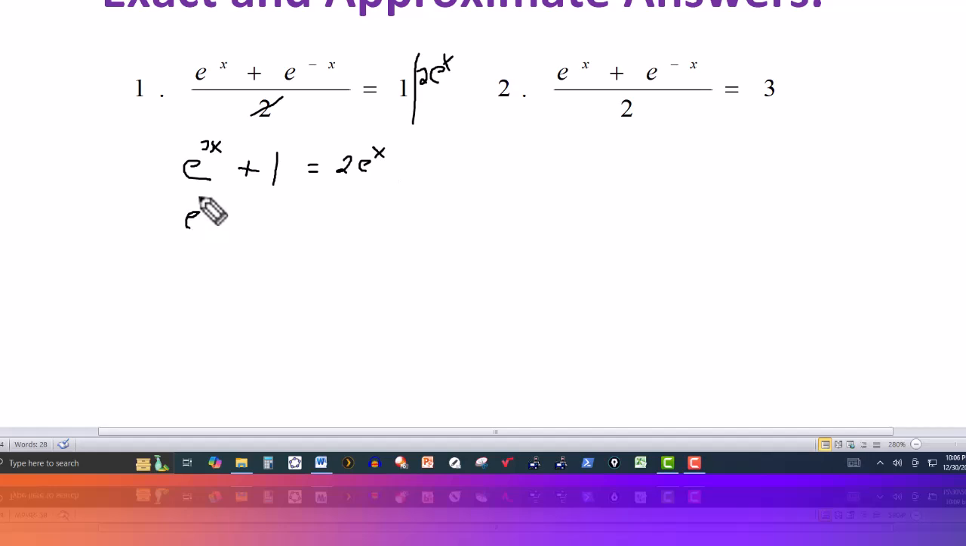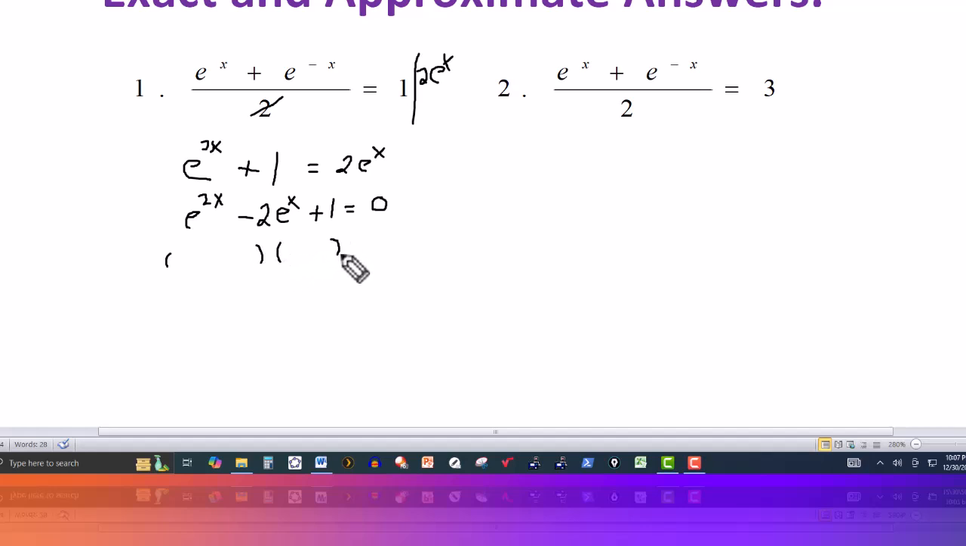Let's collect our terms. We have e to the 2x. Bring this over, changes the sign. We get minus 2 e to the x and a plus 1, and that's equal to 0. Now if you wanted to, you could use a u substitution. Let u equal e to the x, because e to the 2x can be written as e to the x squared. And that would be u squared minus 2u plus 1. And you could solve it for u and then make the substitution u equal e to the x. But I don't need to do that here because I'm just going to leave it the way it is.